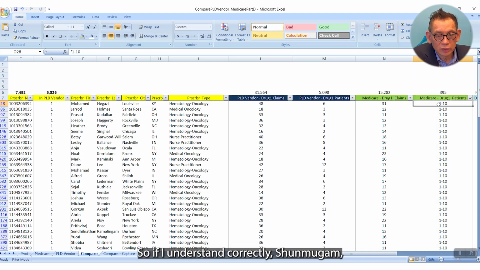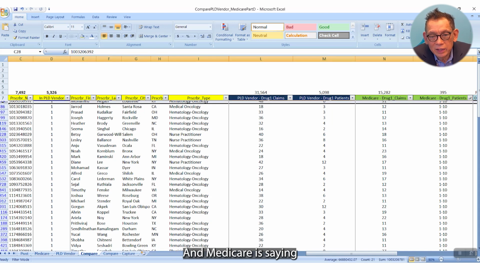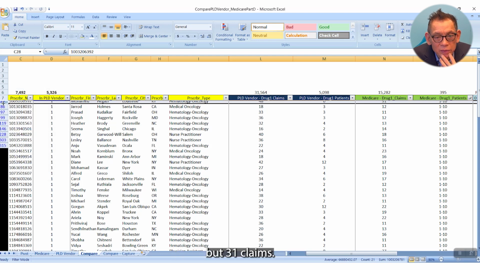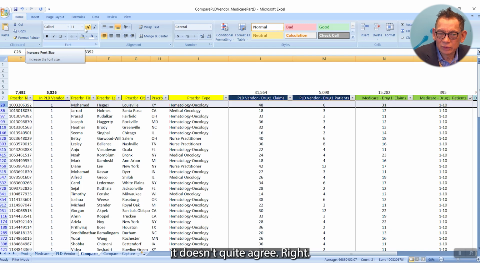So if I understand correctly, Shanmugam, for the first physician, Mohammed Hegazi in Louisville, Kentucky, who's a HEMONC, the PLD vendor says you've got 6 patients and 48 claims, for that drug in question. Yes, that oncology drug. And Medicare is saying you've got 1 to 10 patients and 31 claims. So it looks like it doesn't quite agree.